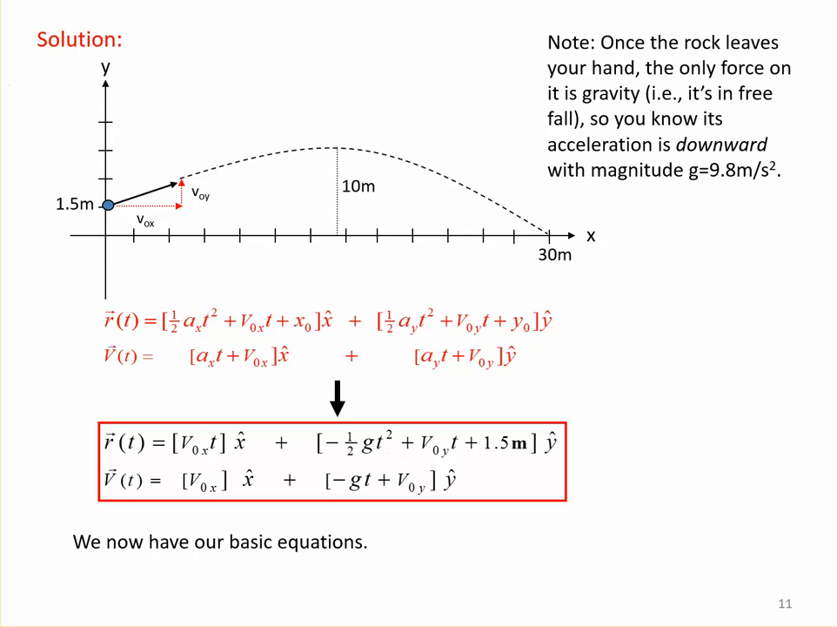I draw my picture with a coordinate system. I write down my general equations for constant acceleration. I plug in if I know the acceleration value, I plug it in. If I know the initial velocity value, I plug it in. If I know the initial position value, I plug it in. The method that I'm using is going to be independent of what I'm being asked to find.